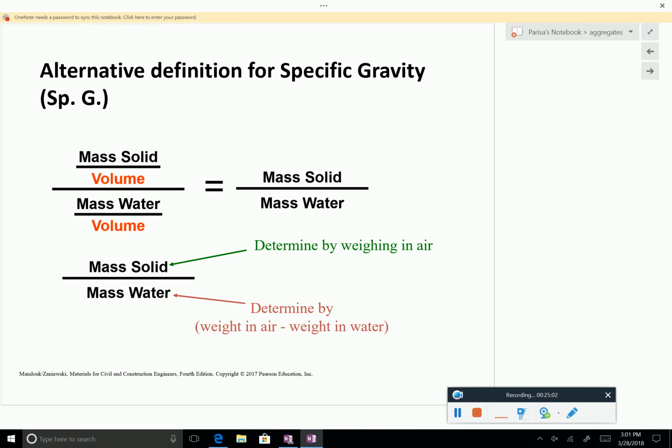To measure the specific gravity in the laboratory, we have to find out the absolute volume of the material. And we use a trick, as I will show you. You put the aggregates inside water, and you will actually measure the weights in water and with water. So don't be surprised to see this other definition where you are just dividing the two masses. This only makes sense if the volumes are the same.